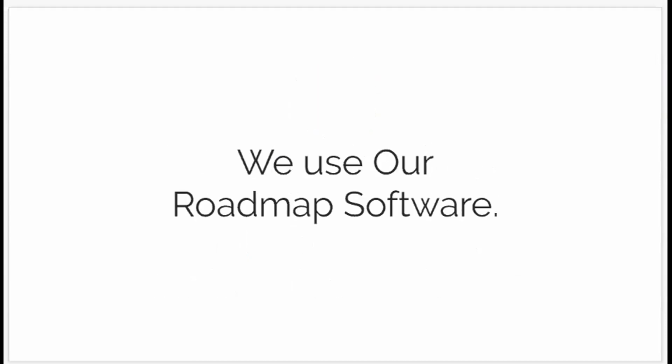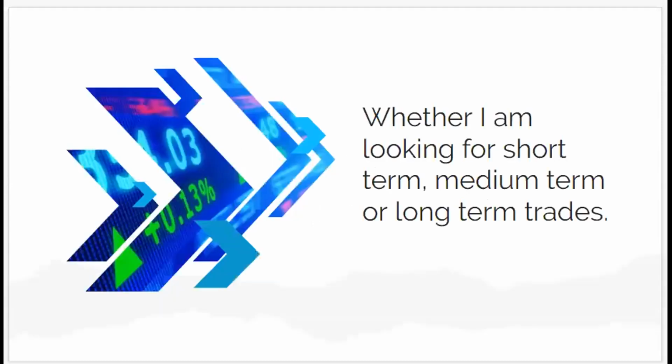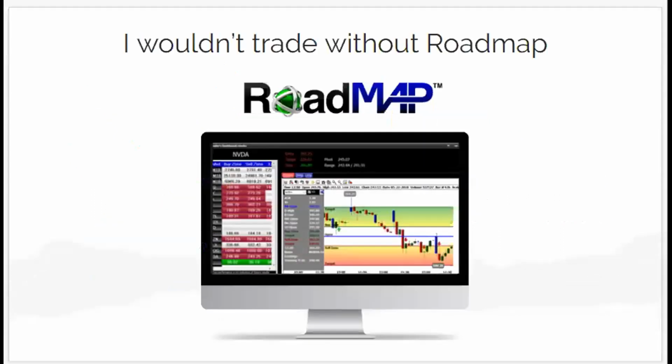Now, we use our roadmap software. A lot of people think, and I've asked this poll a lot of times, how good a market timer do you think I am? I said, give me 0 to 10. It's always a 10 or higher, okay? But the real secret is the roadmap software. Whether I'm looking to be short-term, medium-term, or long-term, I do all 3 of these, so I'm switching on the look that I take. But you've got to start out with that short-term to get your entries. I wouldn't trade without the roadmap, and you shouldn't either.